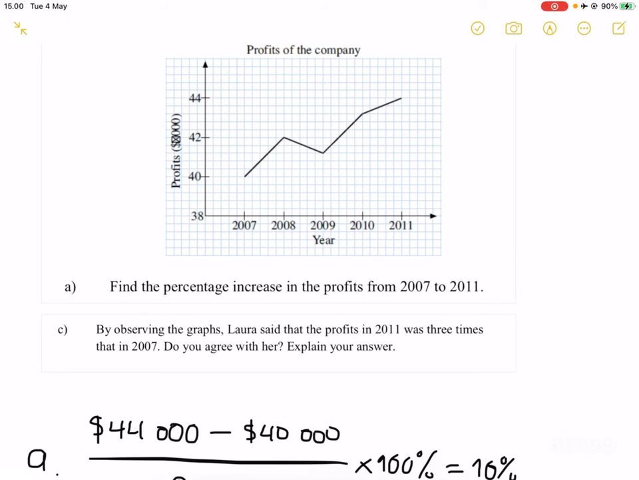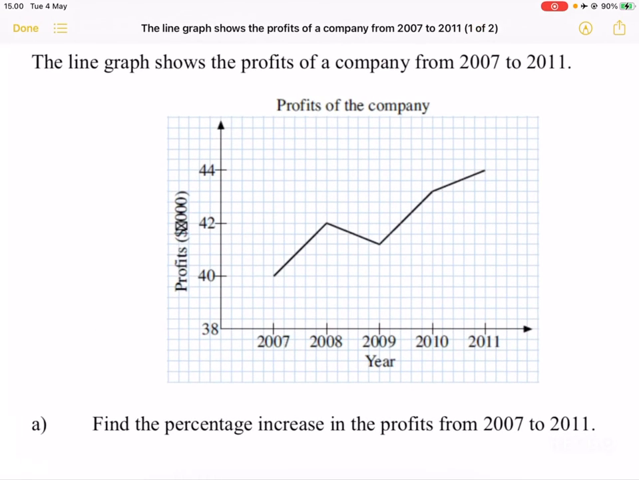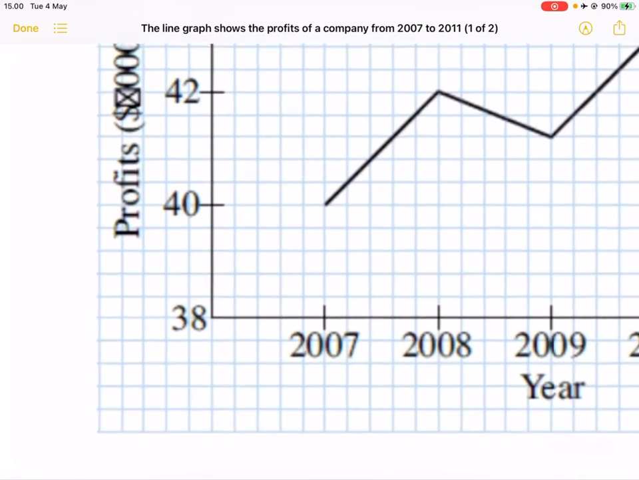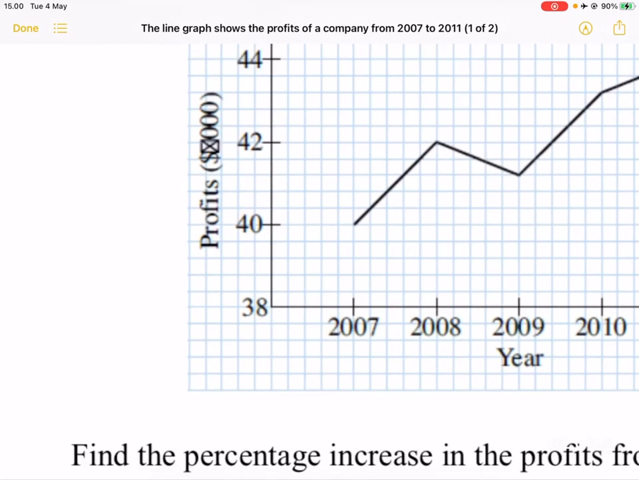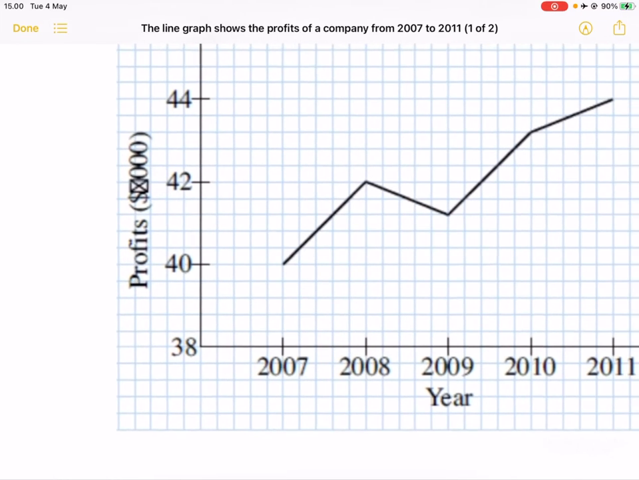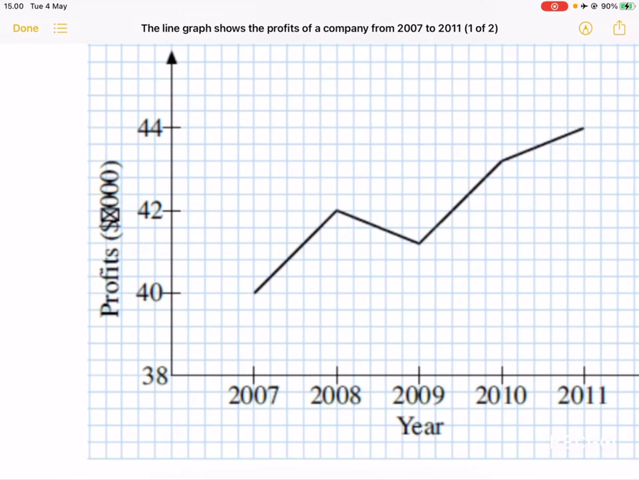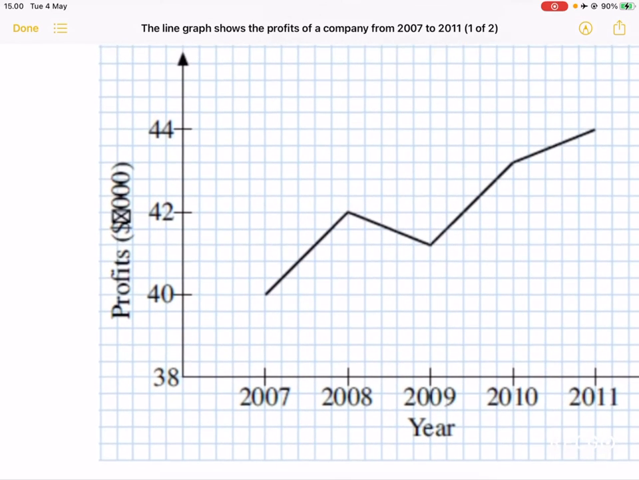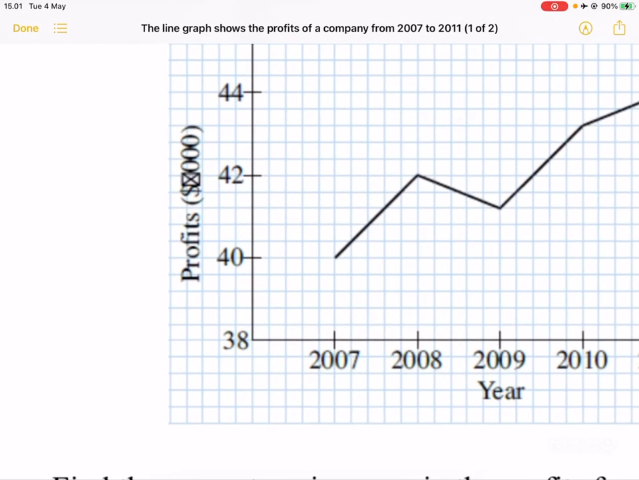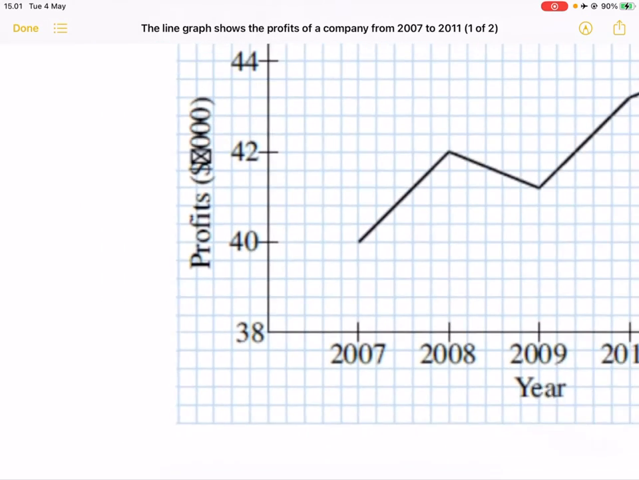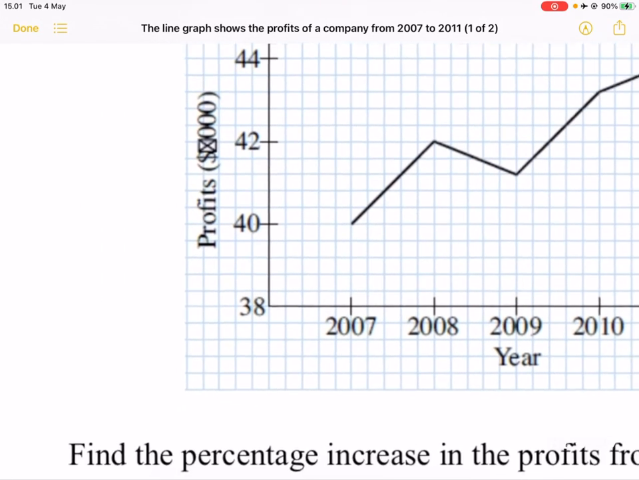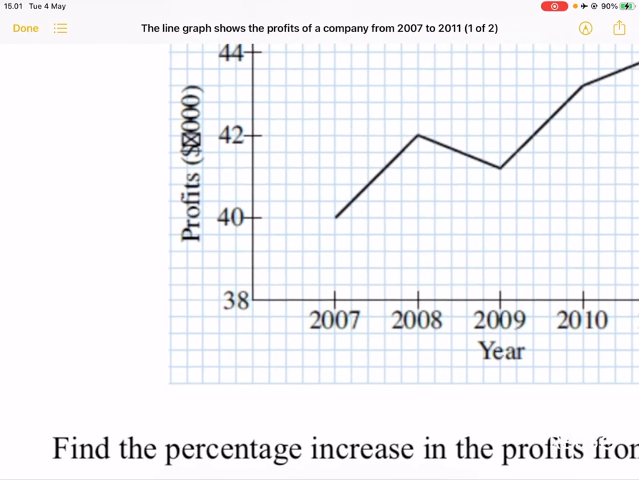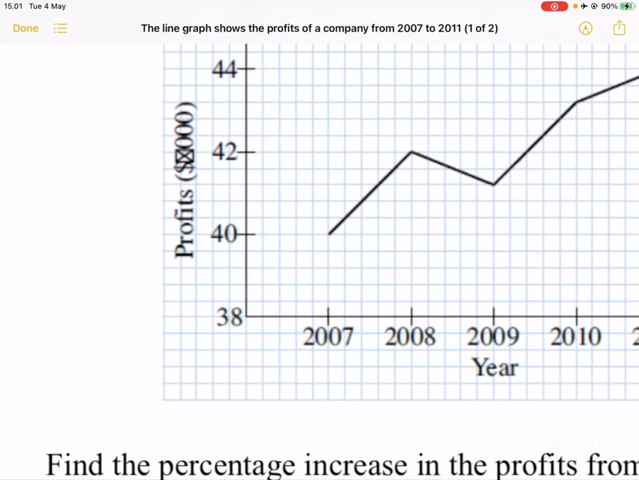It doesn't mean that the profits is 3 times as that in 2007, because notice here that the origin of this line graph is not 0, and that is a very crucial error in typically drawing line graphs or bar graphs. So when drawing line graphs or bar graphs, you must make sure that your origin right here must be equal to 0. So you must start with 0.